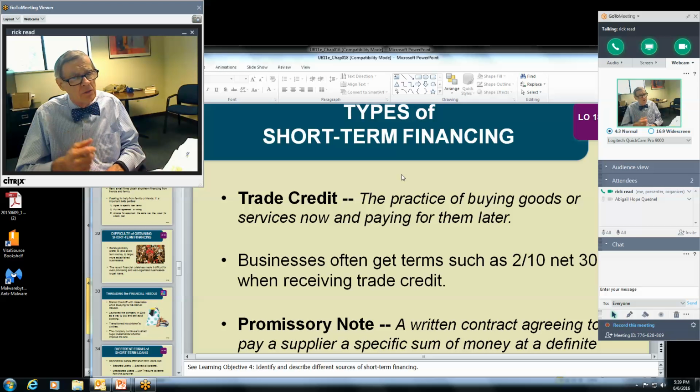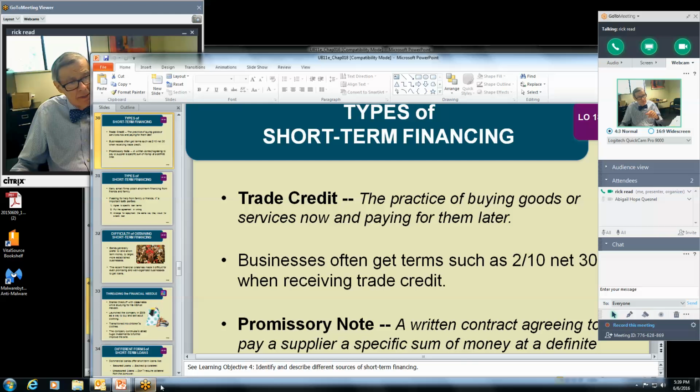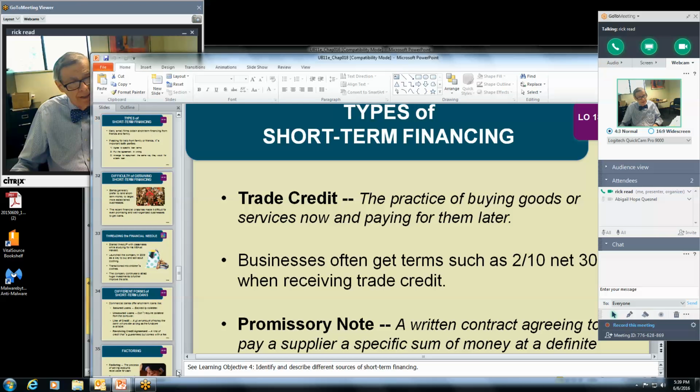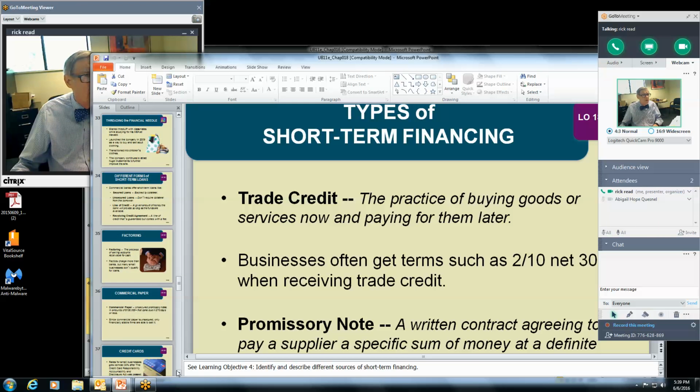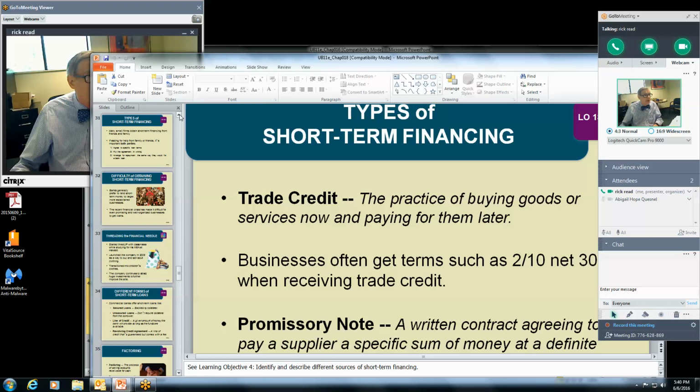Promissory note, exactly what it says. I promise you I'm going to pay you X number of dollars at a certain time, and I'm using the product I bought from you and I haven't paid for it yet. Kind of the same thing, except usually a promissory note is extending past the normal time of paying.